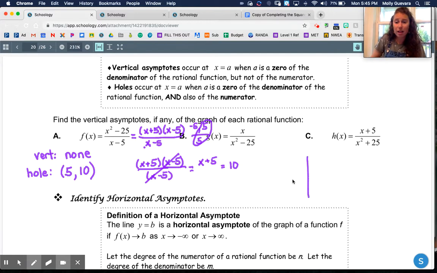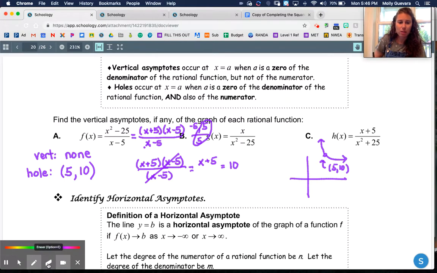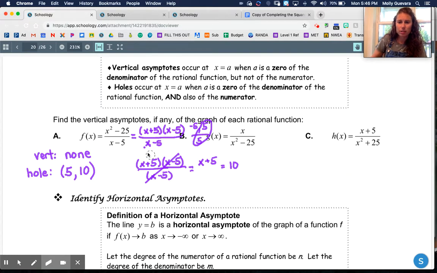So that means that at (5, 10), like right here, there's just a gap in the graph. That's not even what the graph would look like remotely, sorry. Right, the graph is doing something like this, and then, right, whatever. And there's just a gap right here at (5, 10). Okay. So let me get rid of all of this stuff. And let's look at another example.